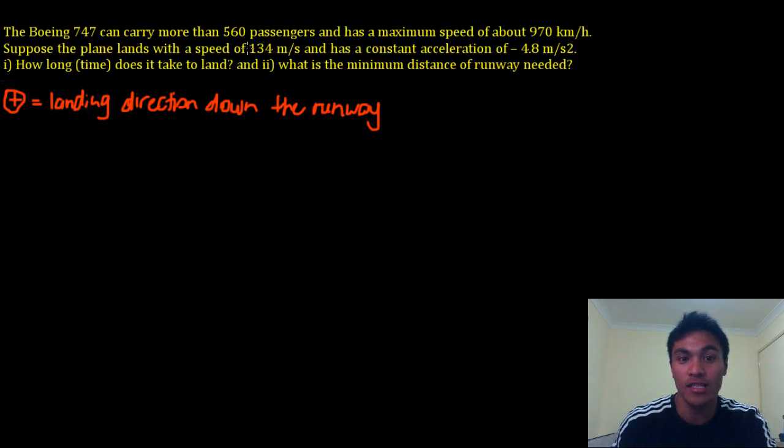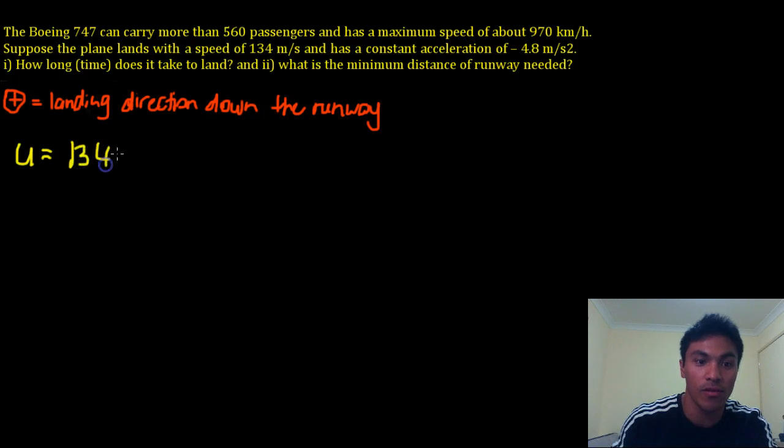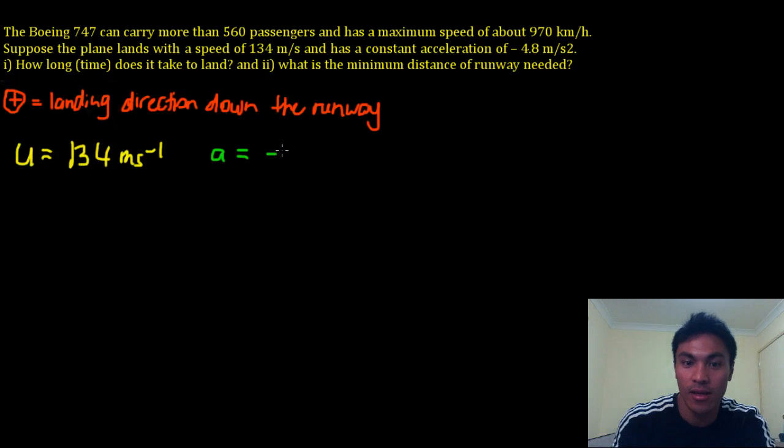The plane is actually starting its landing at 134 meters per second. So we know, and let's put that in yellow, that its initial velocity, u, is 134 meters per second. And we also know that it has a constant acceleration. So the acceleration is green. Now notice here that the acceleration is negative. It's negative 4.8 meters per second per second.